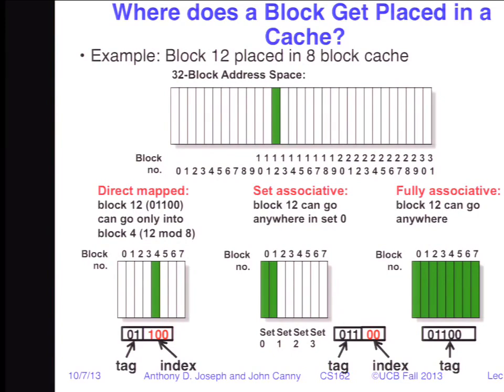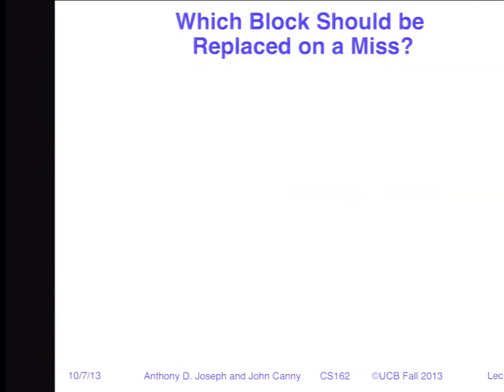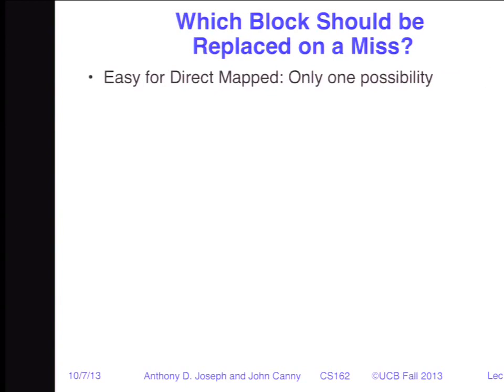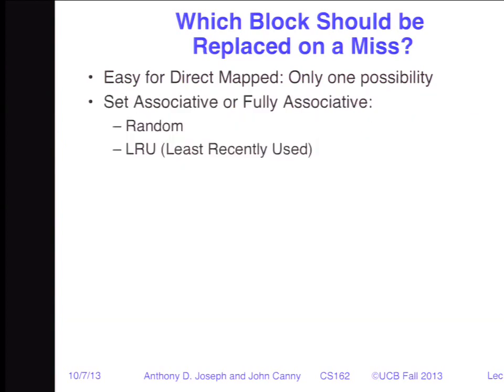Okay, so which block do we replace on a miss? So for direct map, it's really easy, right? We only have to replace that one block. For set associative or fully associative, we have a couple of choices. The most common ones that people use are random and LRU.